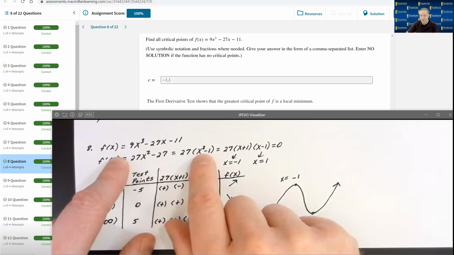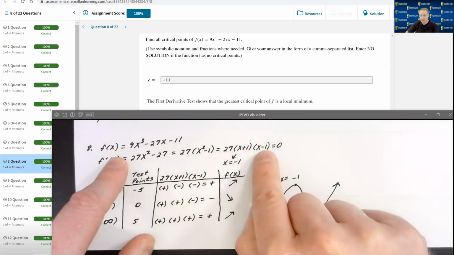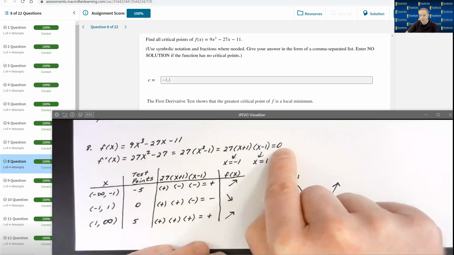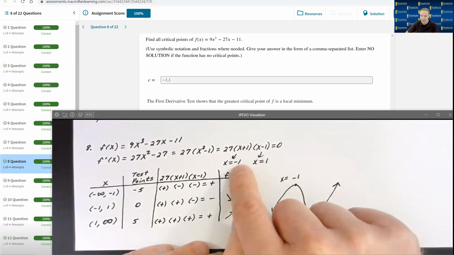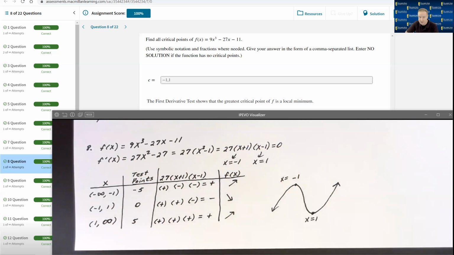That left me x squared minus 1, which I know is a difference of 2 squares. So I factored it to 27 times (x plus 1) times (x minus 1). Now I set that equal to 0 to find my critical points, which clearly are going to be at -1 and +1 when you set those factors equal to 0.